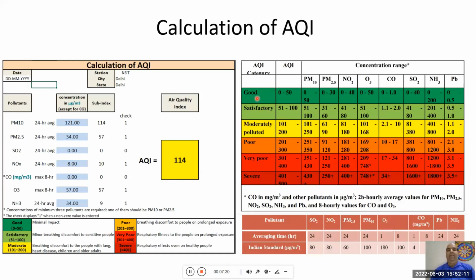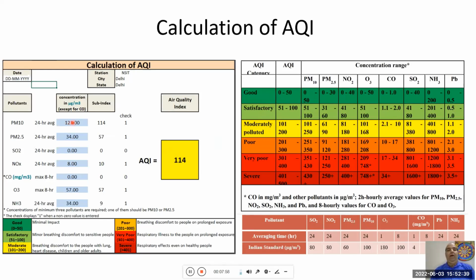This diagram shows the categorical values of AQI and the corresponding bands, whereas the concentration ranges for different pollutants have been given here as per Indian standards. These color codes are given for the public, who can easily interpret the level of pollution they are exposed to.